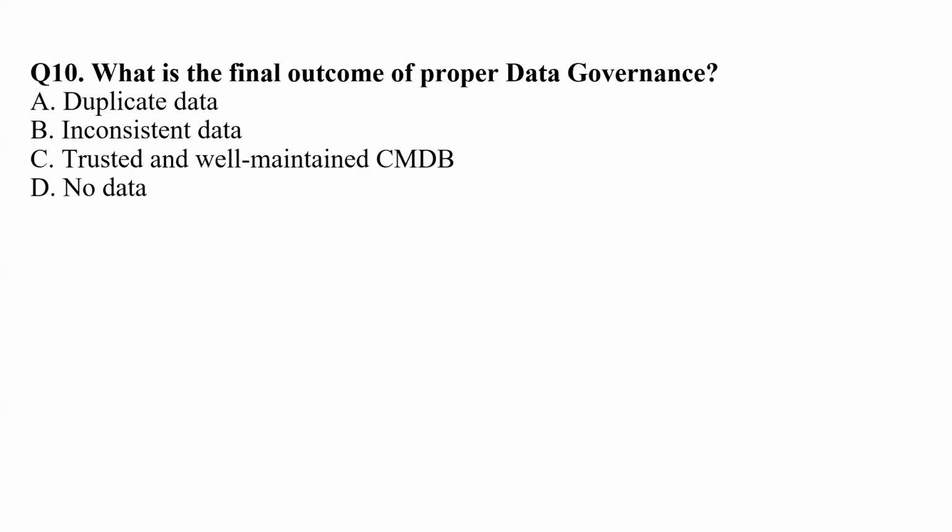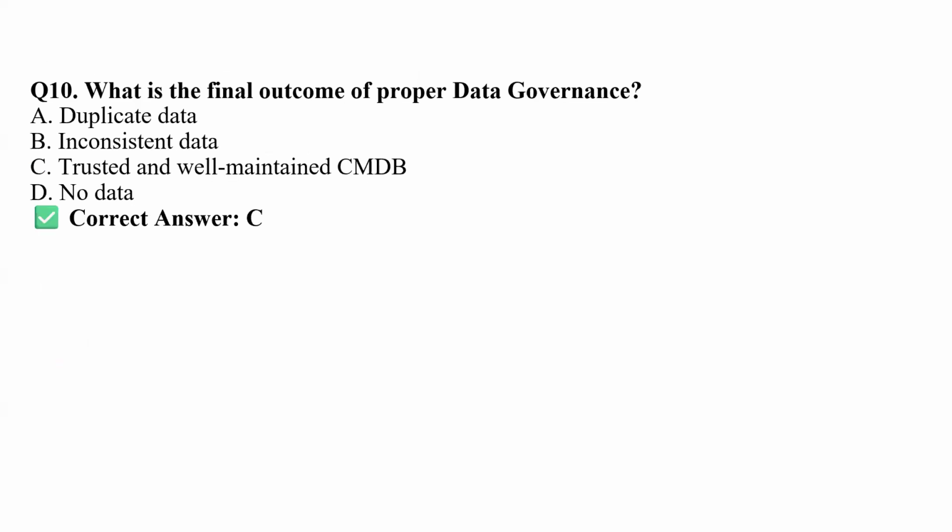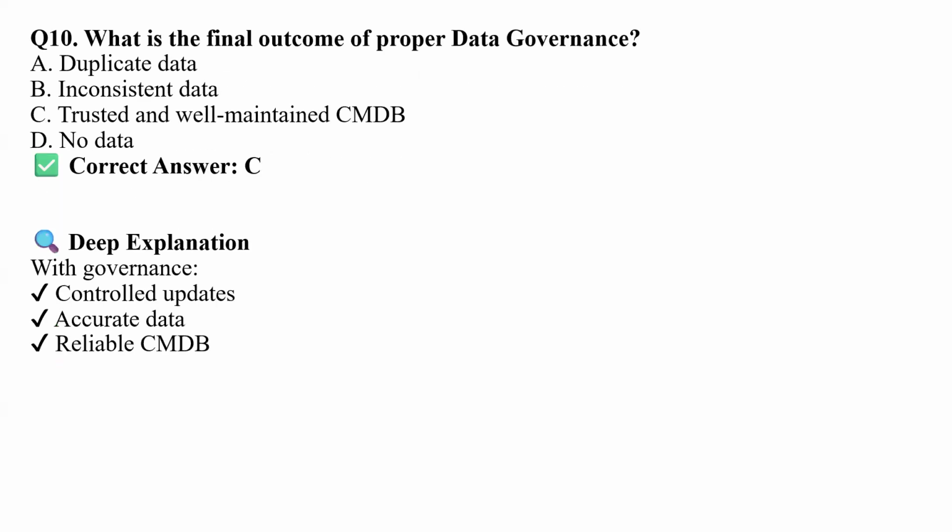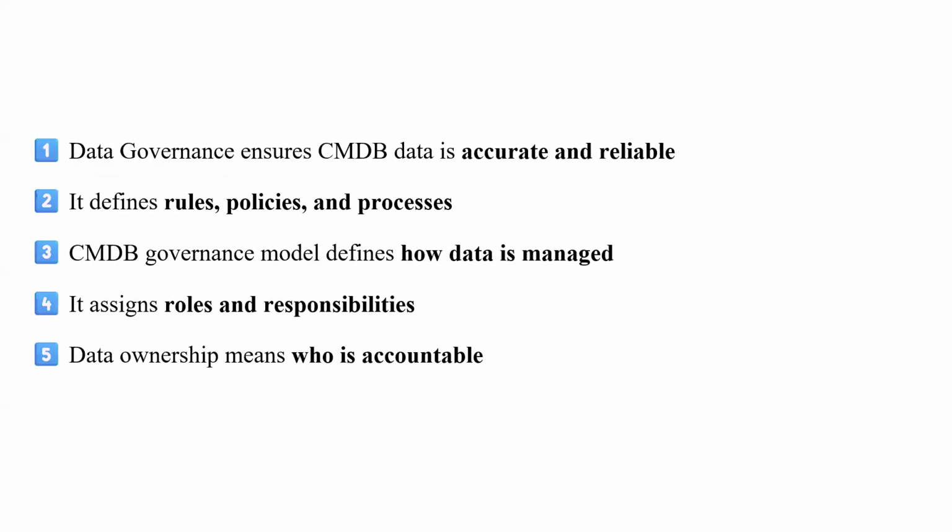Next one. What is the final outcome of proper data governance? Option A, duplicate data. Option B, inconsistent data. Option C, trusted and well-maintained CMDB. Option D, no data. The correct answer is option C, trusted and well-maintained CMDB. So with data governance, controlled updates, and accurate data, you get a reliable CMDB. So we can go through a deeper explanation of the concepts.